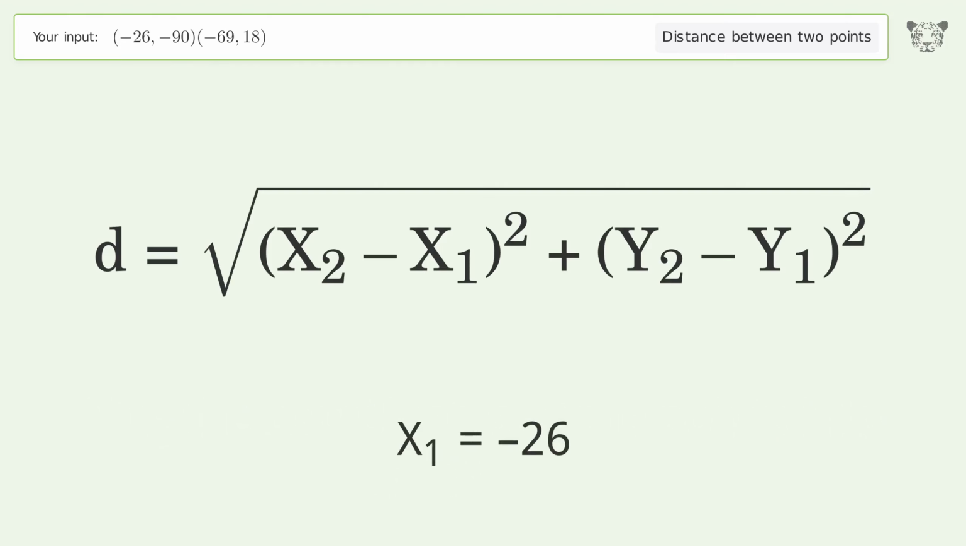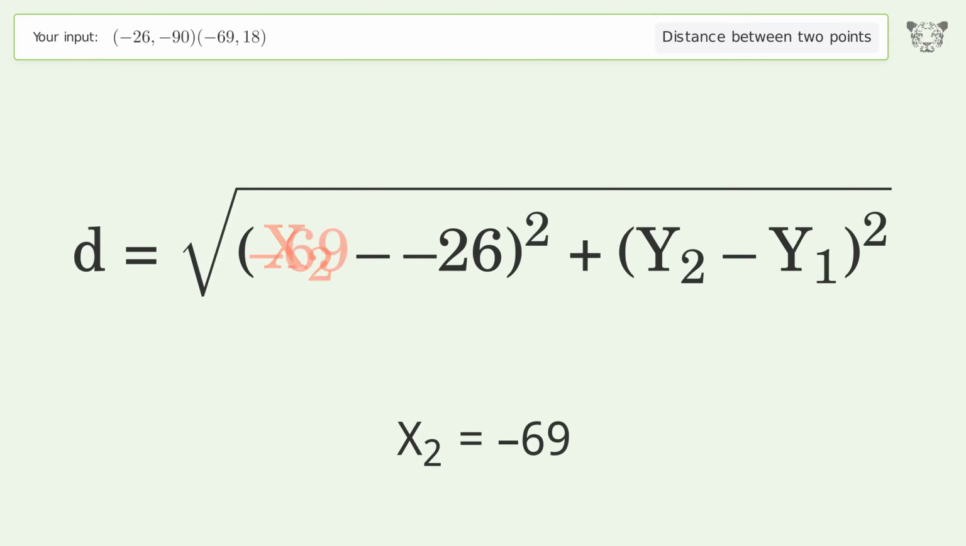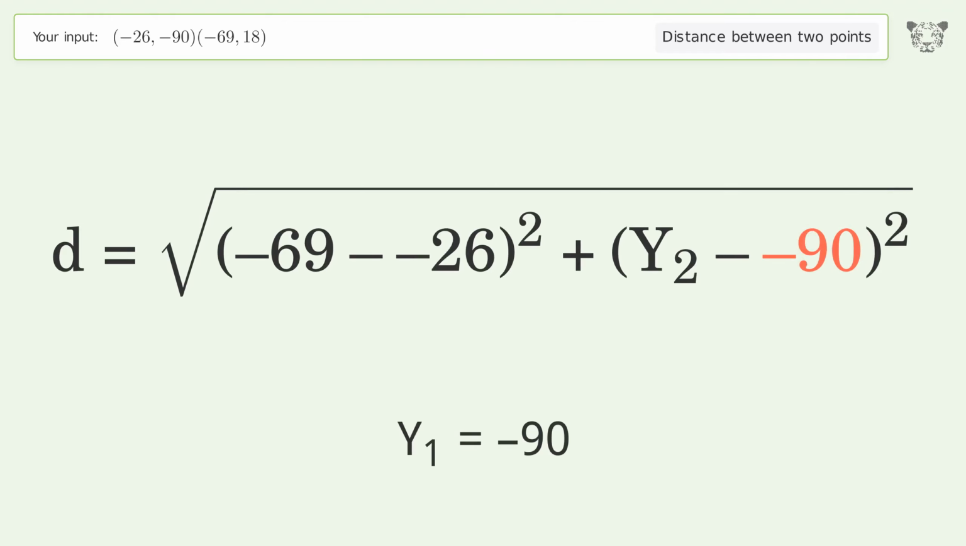x1 equals -26. x2 equals -69. y1 equals -90. y2 equals 18.